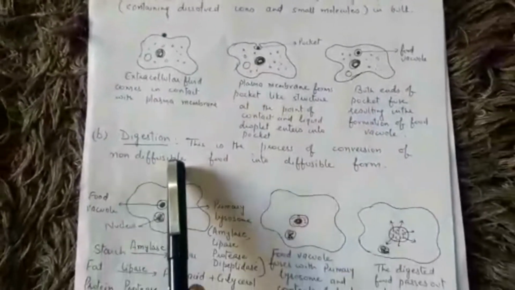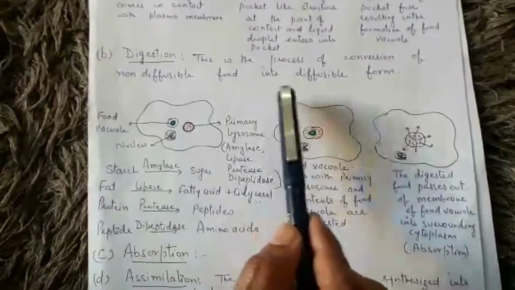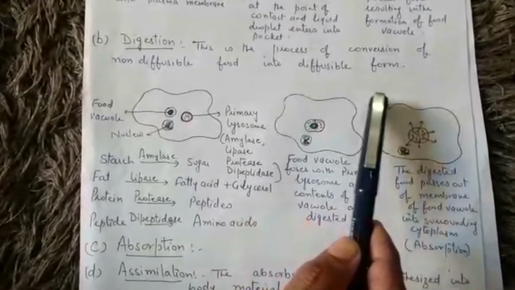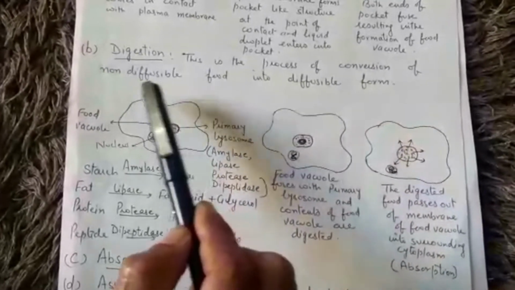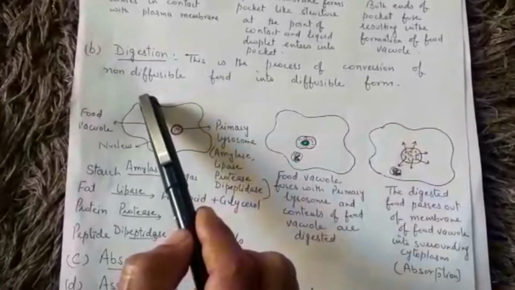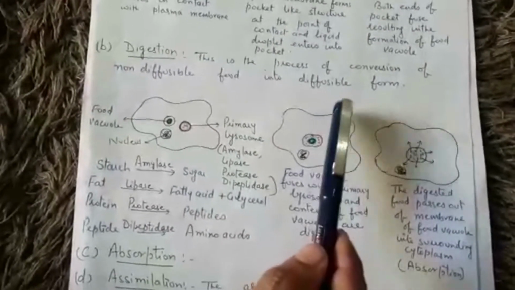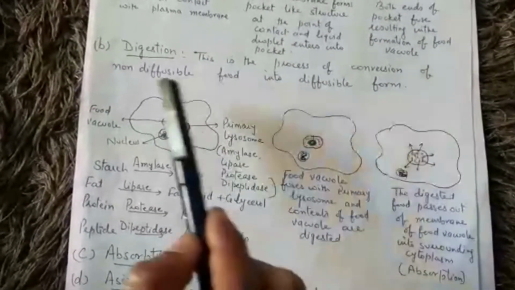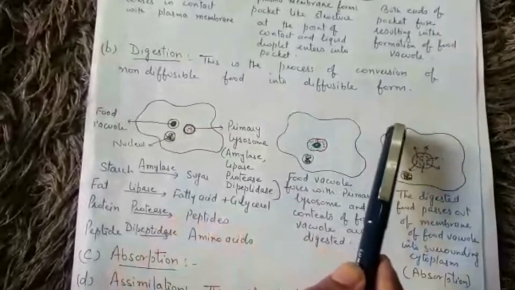Second phase is digestion. Digestion is the process of conversion of non-diffusible food into diffusible form. Non-diffusible food means food that cannot cross the food vacuole. It means it contains macromolecules. When it is digested, what does it contain? Micromolecules which can easily pass through the plasma membrane. So this is the method of conversion of non-diffusible food into diffusible form.